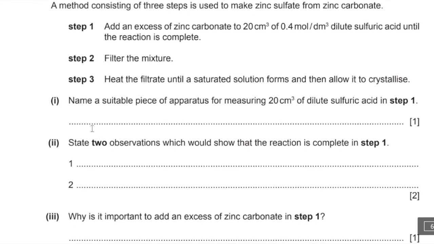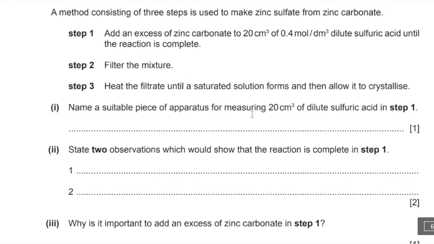to form crystals. 1. Name a suitable piece of apparatus for measuring 20 centimetre cubed of dilute sulfuric acid in step 1. So this is a known volume which you need to measure, and so it would be a measuring cylinder that you use over here.